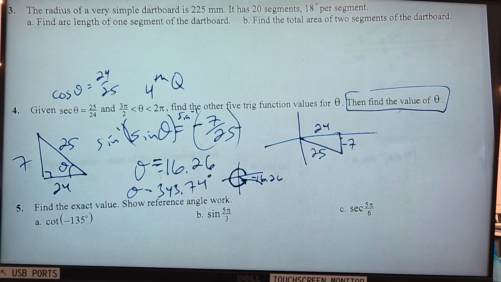Sine is negative wherever y is negative. Cosine is negative wherever x is negative. Second and third for cosine, and then third and fourth for sine. That's something SOHCAHTOA can't tell us at all.